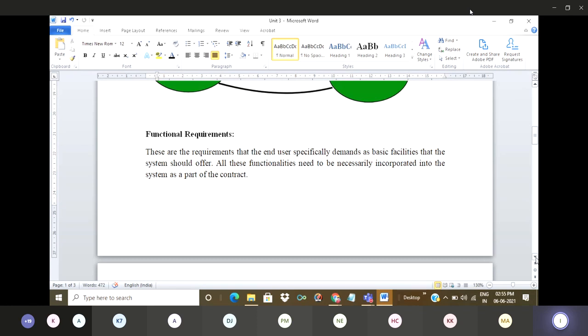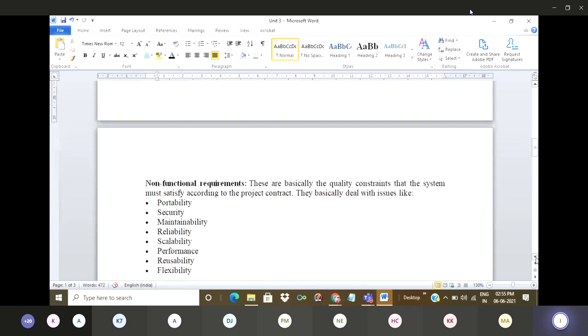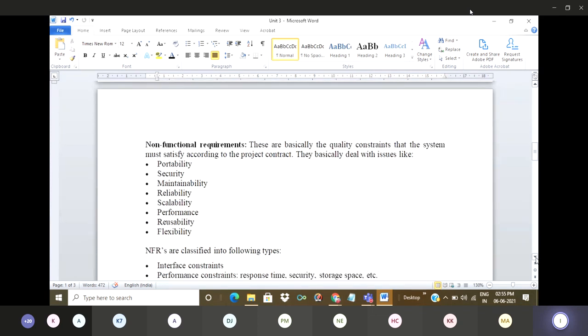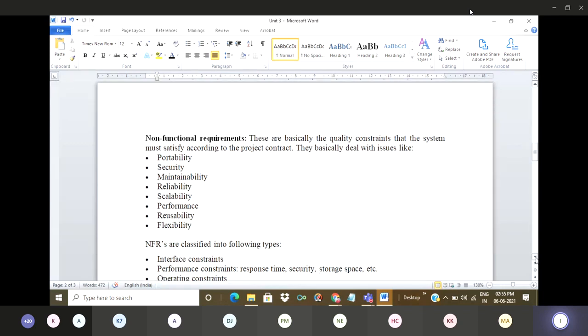And these functionalities need to be necessarily incorporated into the system as part of the contract. So non-functional requirements basically deal with the following issues. What are the issues? Portability, security, maintainability, reliability, scalability, performance, reusability, flexibility. So basically the system must be modified according to the project contract. So it has these many issues.